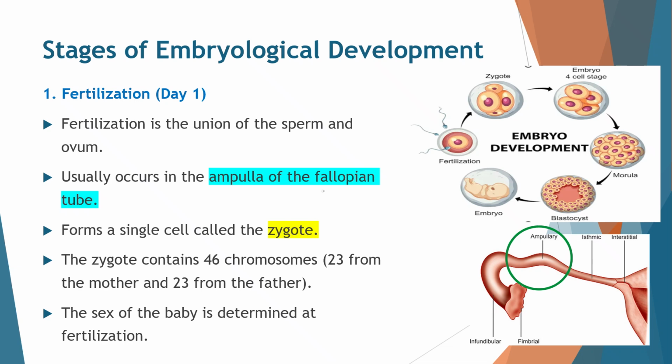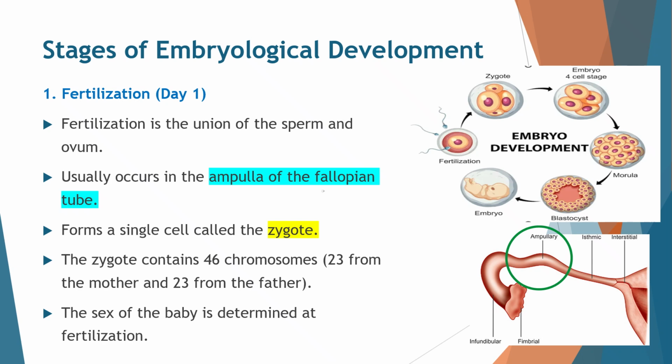Now, let's discuss the first stage of embryological development, which is fertilization. This is the beginning of a new life. So what is fertilization? Fertilization is the union of the sperm from the father and the ovum, or egg, from the mother. When these two reproductive cells fuse together, a new life begins. Now, where does fertilization usually occur? It usually takes place in the ampulla of the fallopian tube. This is the widest part of the fallopian tube and is the most common site where the sperm meets the ovum. This is a very important point for your exams, so remember that the ampulla of the fallopian tube is the normal site of fertilization.